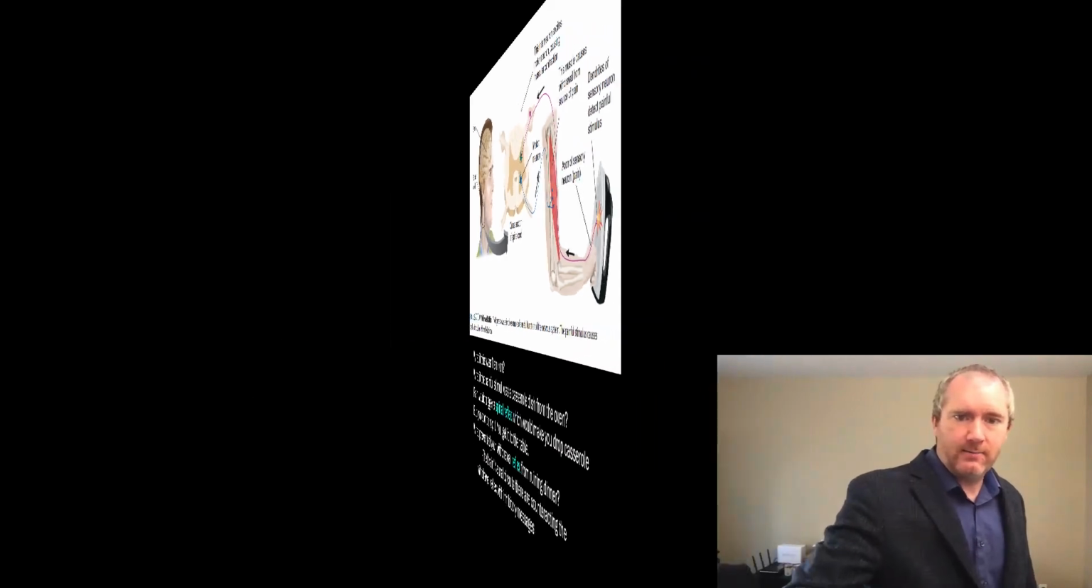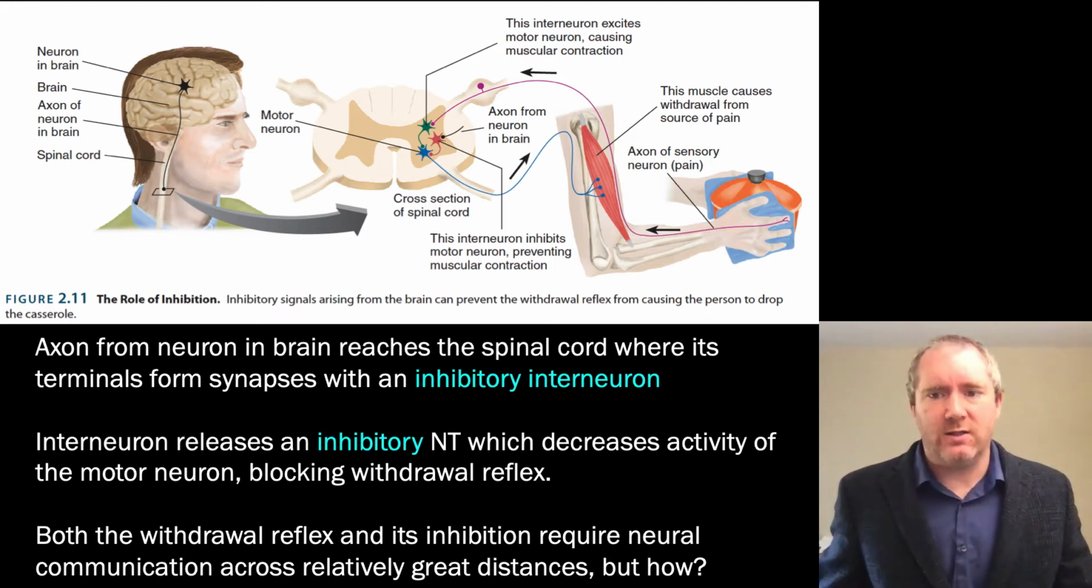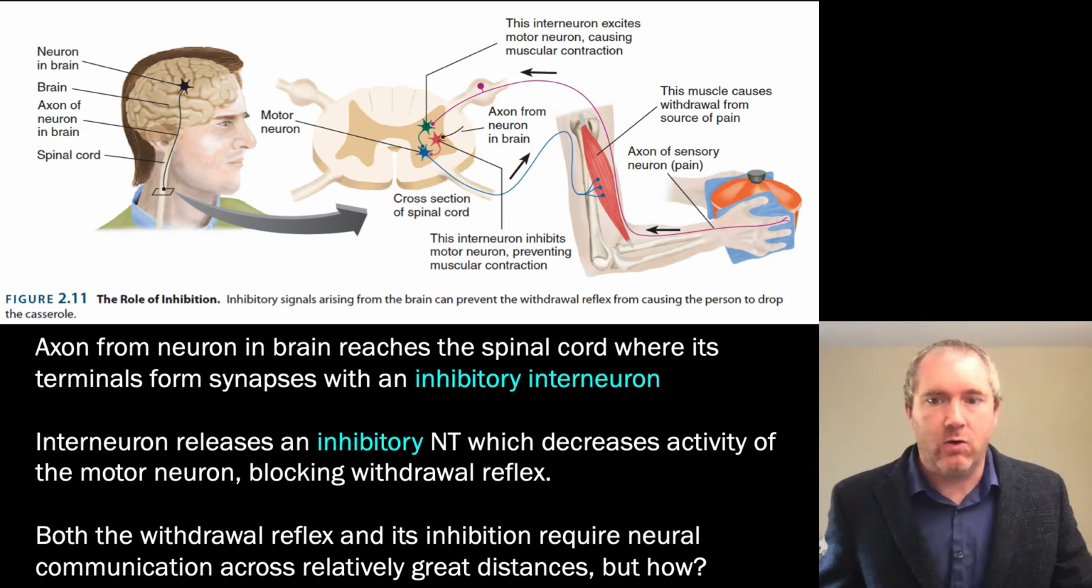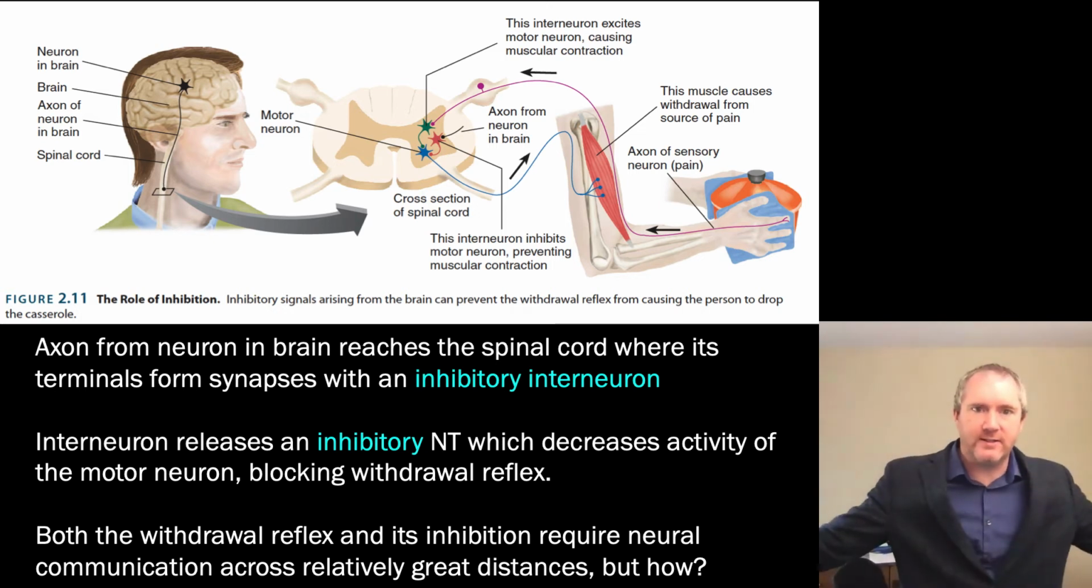So what does that look like? The extra step here would involve the brain, or axons from neurons in the brain, reaching the spinal cord, where the terminals from these top-down inhibitory axons form synapses with inhibitory interneurons in the spinal cord. When activated, the interneuron would then release an inhibitory neurotransmitter, which decreases activity of the motor neuron, blocking or countering the withdrawal reflex. Both withdrawal reflex and its inhibition require neural communication across relatively great distances.